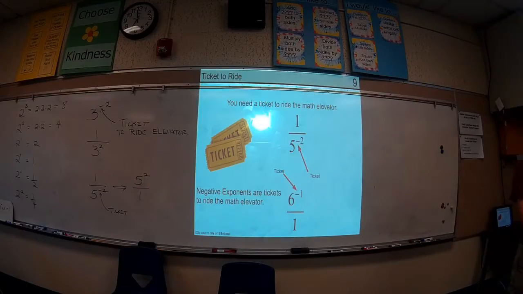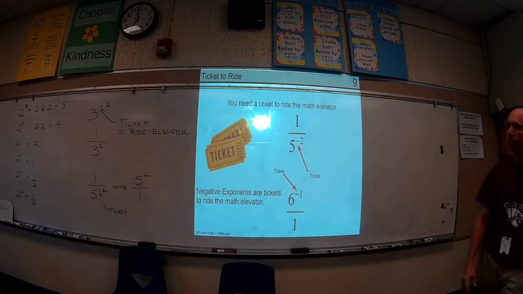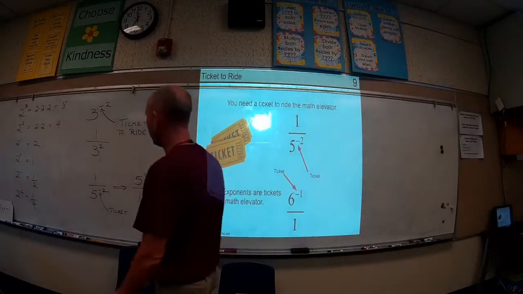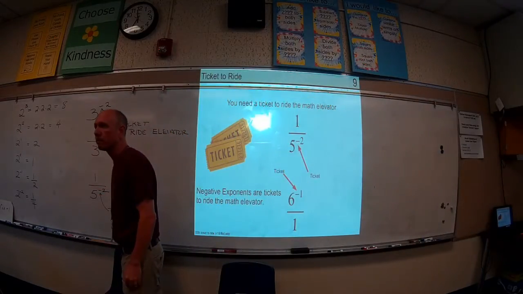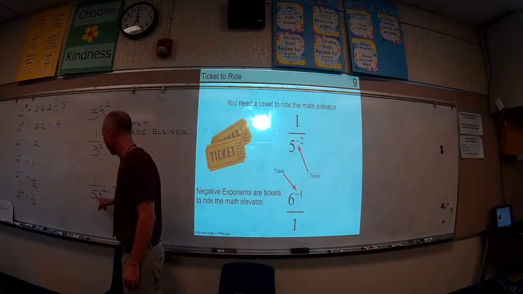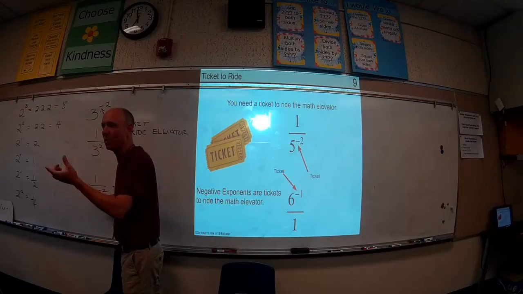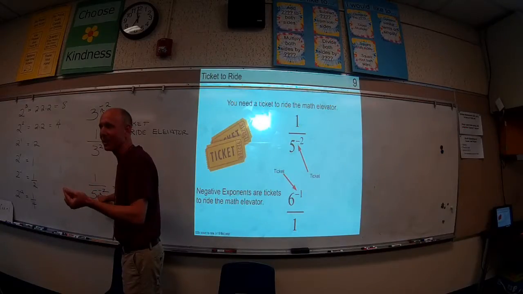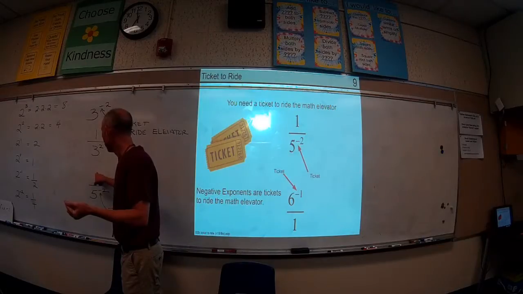Yes, Trent? So where the negative exponent is, that's what floor they're on. If the negative exponent is on the bottom of the fraction, that means what floor they're on. So if the negative's on the 1, let's say if you move it to the 1, that'd be on the top floor.